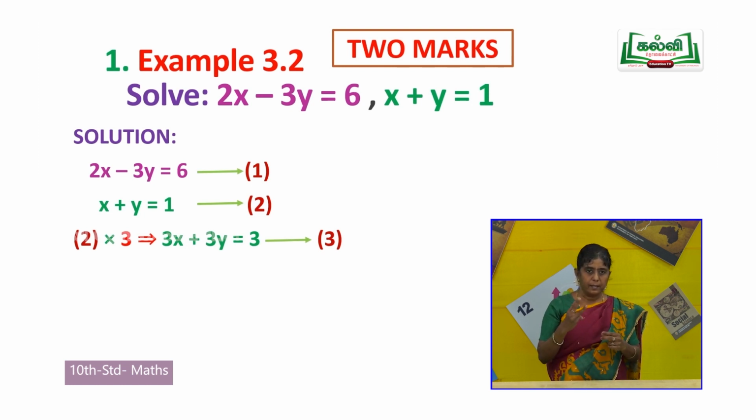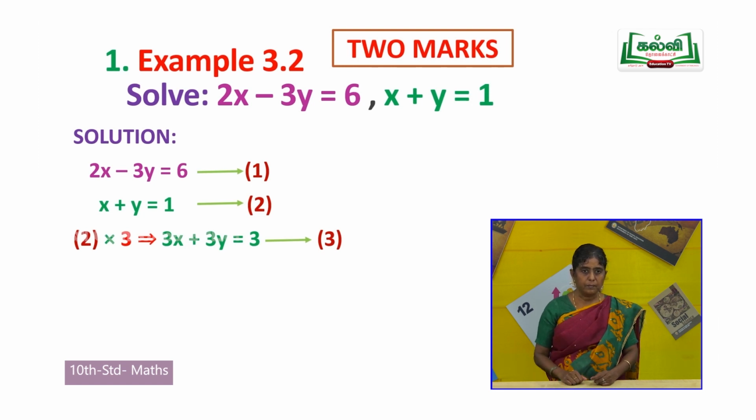That is x plus y equal to 1. Multiply the x by 3, so it becomes 3x. Plus multiply the y by 3, so it is also 3y. After the equal sign, you are seeing the number 1. That 1 we have to multiply by 3. So 3 into 1 is 3. So 3x plus 3y equal to 3, take it as equation 3.